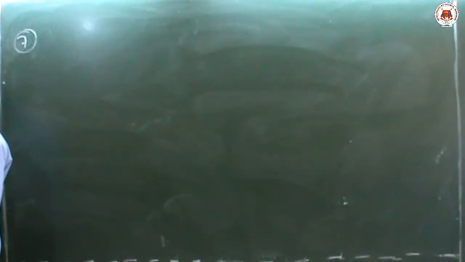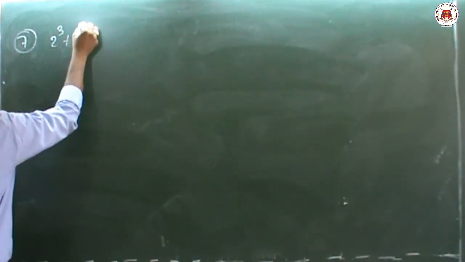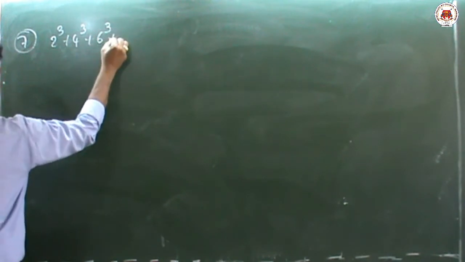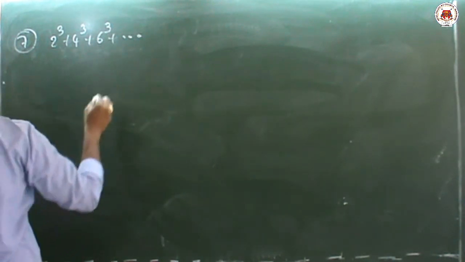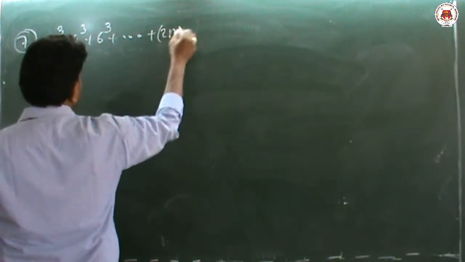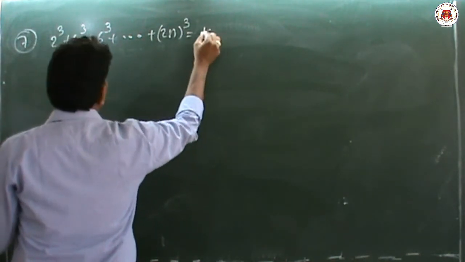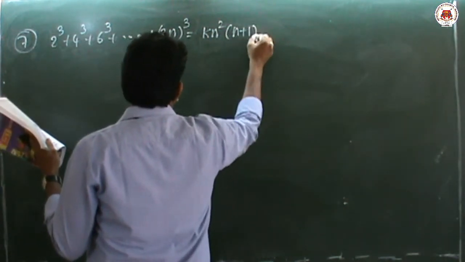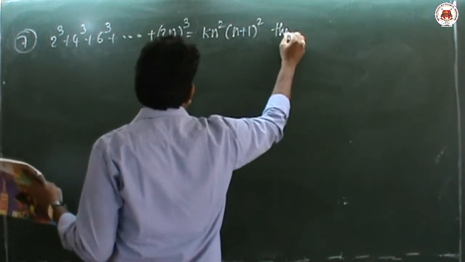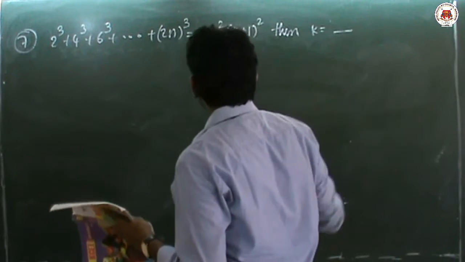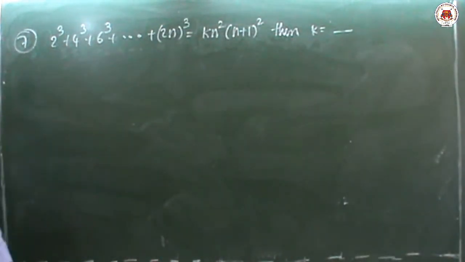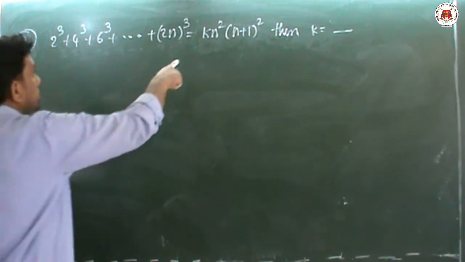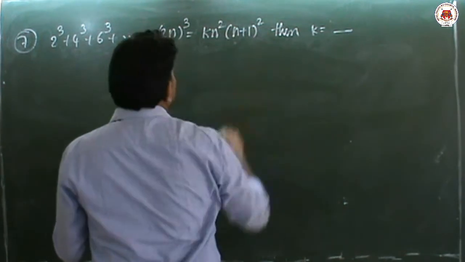The next one is 2 cube plus 4 cube plus 6 cube plus so on up to 2n whole cube is equal to k n square into n plus 1 whole square. Then k equal to how much? This is the question, children. Then the k value.